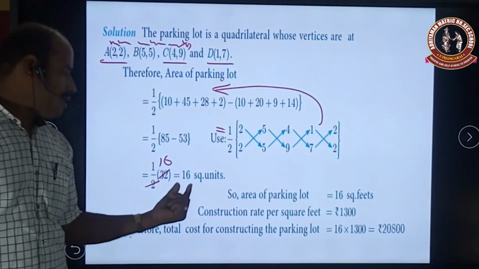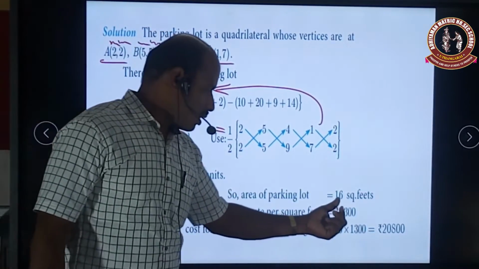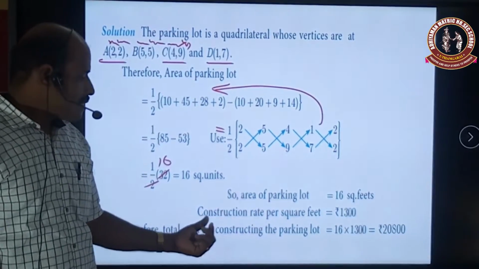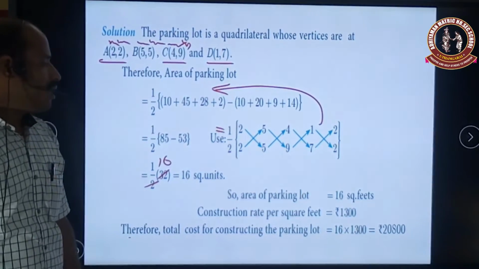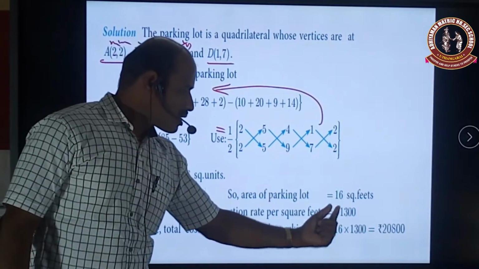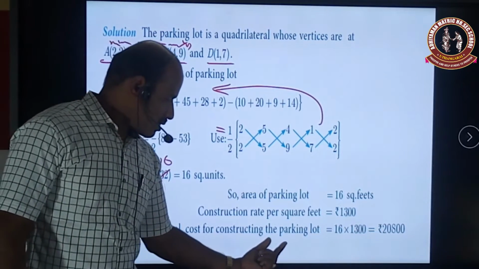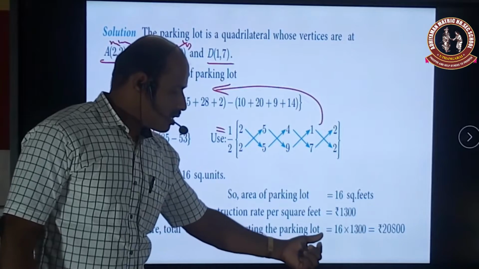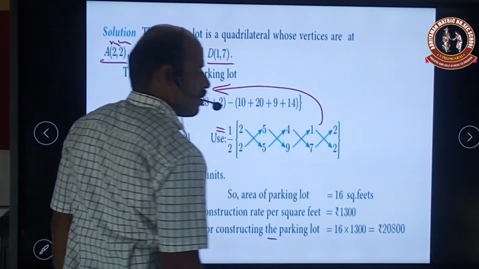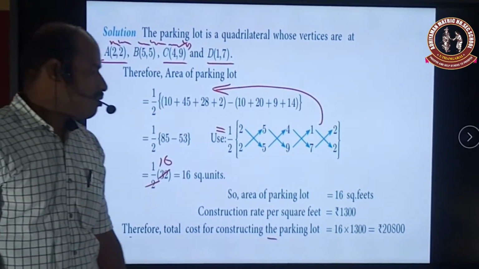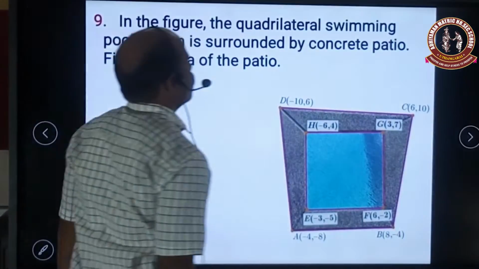1 square unit costs 1300 rupees. So the area of the parking lot equals 16 square feet, and the construction rate per square feet equals ₹1,300. How many square feet? We want 16 square feet. How many rupees? Therefore, the total cost for constructing the parking lot equals 16 into 1,300 equal to ₹20,800. The total cost is ₹20,800.